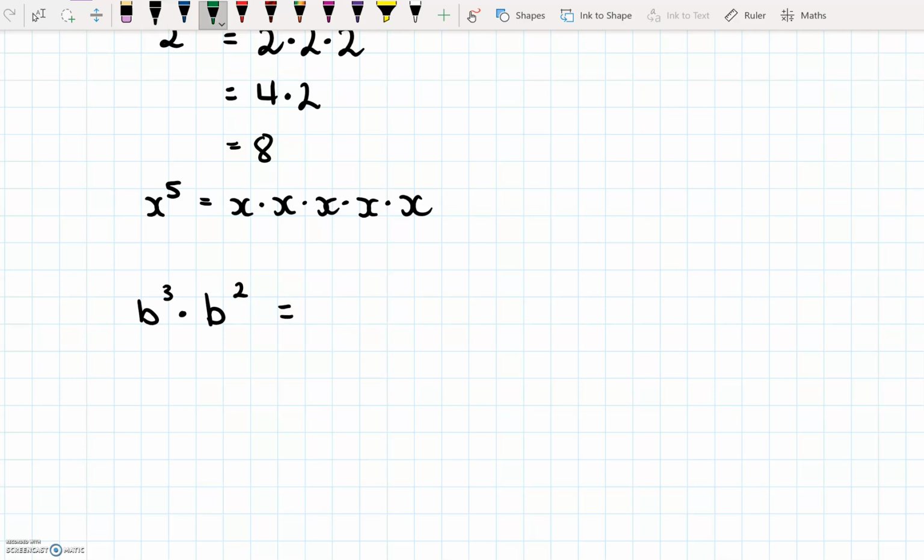So b to the power of 3 is the same as b times b times b. This is b to the power of 3. And then if we multiply that by b to the power of 2, so let's use a different color here. So b times b, this is b to the power of 2, isn't it? So here we have b cubed, and this is b squared. So we have b cubed times b squared here.